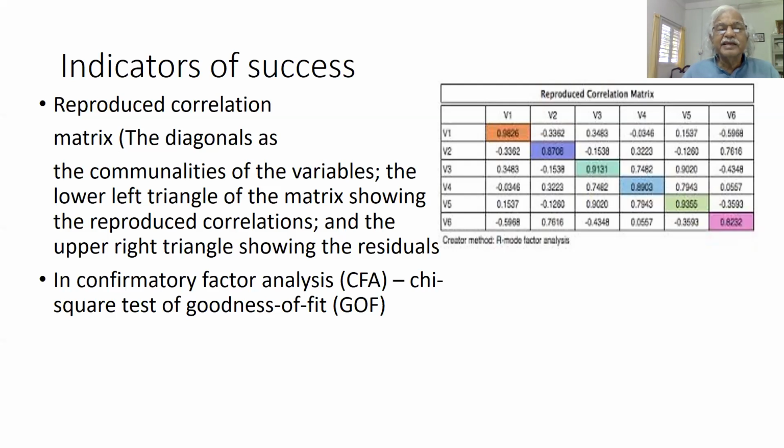The lower left triangle of the matrix shows the reproduced correlations. So correlation between V2 and V1 as emerging from the application of factor analysis is minus 0.3362. Okay. And the upper right triangle shows the residuals. Residuals means the difference between actual correlation and the reproduced correlation.